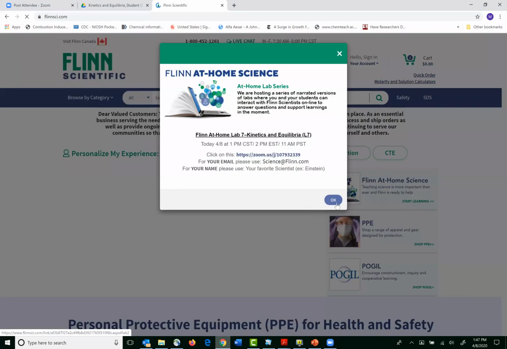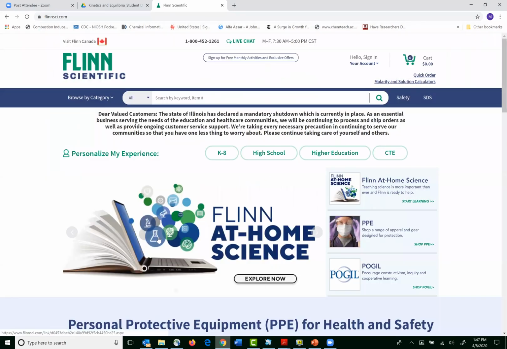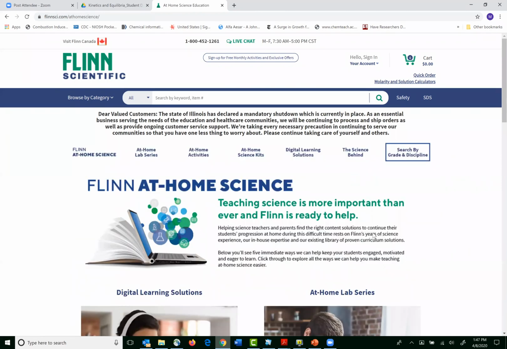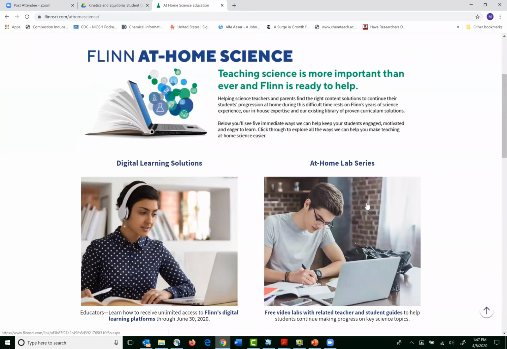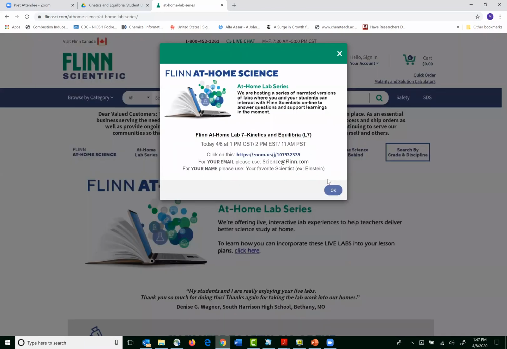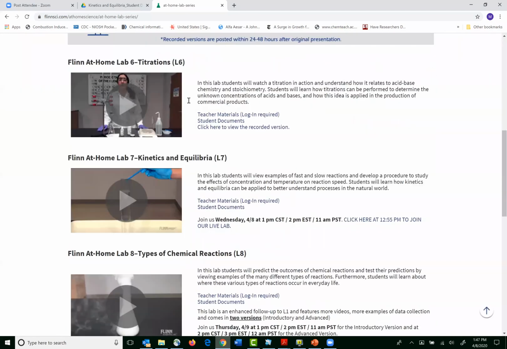If you go here, you'll see we have this big Flynn at Home Science sign. You can click Explore Now here, or you can click the hyperlink up here. Either one will take you to what we call in the marketing vernacular a landing page. We'll learn that in my time at Flynn. And then all of the stuff for these live labs are housed in this at-home live series page. So if you click this, now you'll gain access to the different live labs, okay?